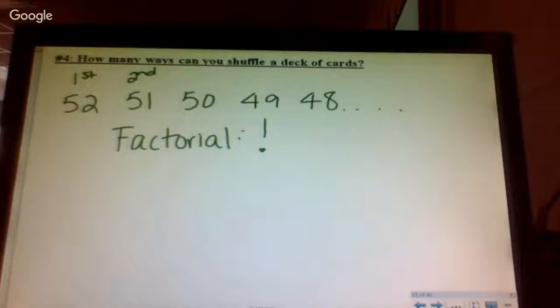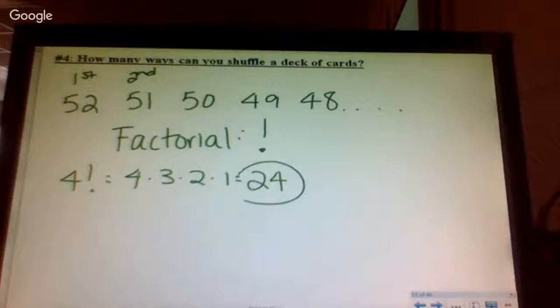Factorial is your exclamation point. And that means if I have something like 4 factorial, that means 4 times 3 times 2 times 1. We had this at the beginning of the semester. So how many ways can you shuffle a deck of cards? Your answer is 52 factorial. You're going to have to leave it like that if I ask you this question on the test. Just plug 52 factorial into your calculator.